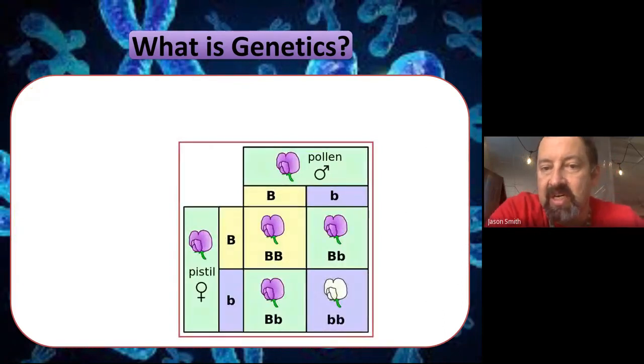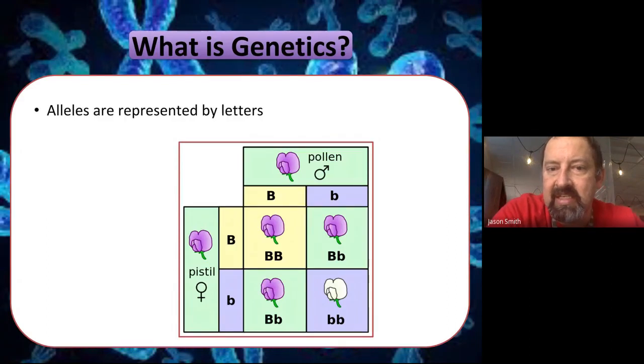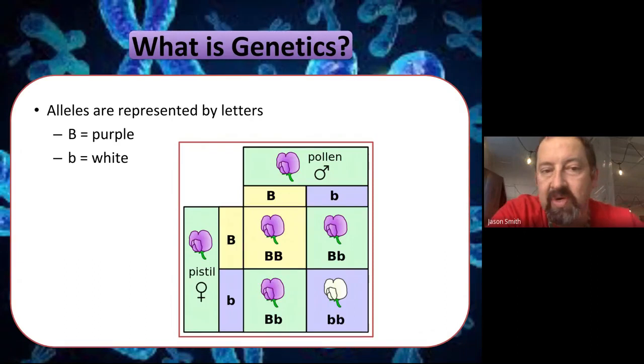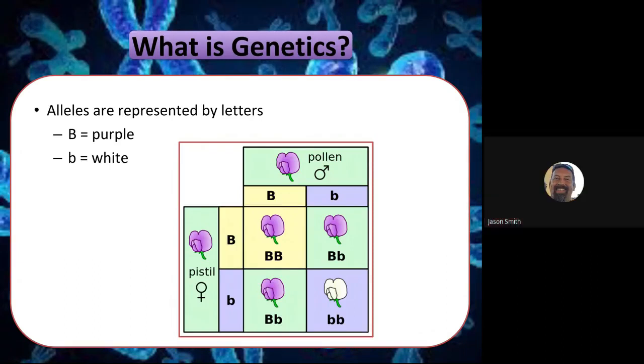So we see here a hybrid cross, and we'll get into what these are soon. Alleles are represented by different letters. We see a capital B, which means we have a purple flower, or a lowercase b, which means we have a white flower. The capital B is dominant over the lowercase b, which is recessive. So if you get a capital B, you're going to show that color over the other one. And we'll see how that works as we go along in this genetics unit.